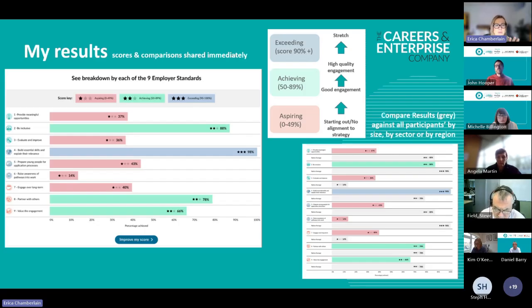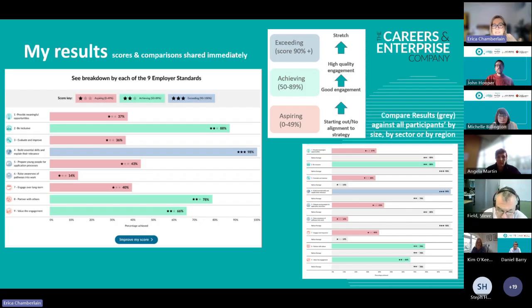And you can see here, you'll get your results so that you can see how you're doing against each individual standard. There are 9 of those, and it will tell you whether you are aspiring, achieving, or exceeding in each of those standards. It will also give you the opportunity to compare your results by size of business, so you can see how you're comparing with similar size businesses, those in your sector, because when you register, you put what sector you're part of, and then also in your region. So you'll be able to see how you're doing against other employers in the Lancashire region.